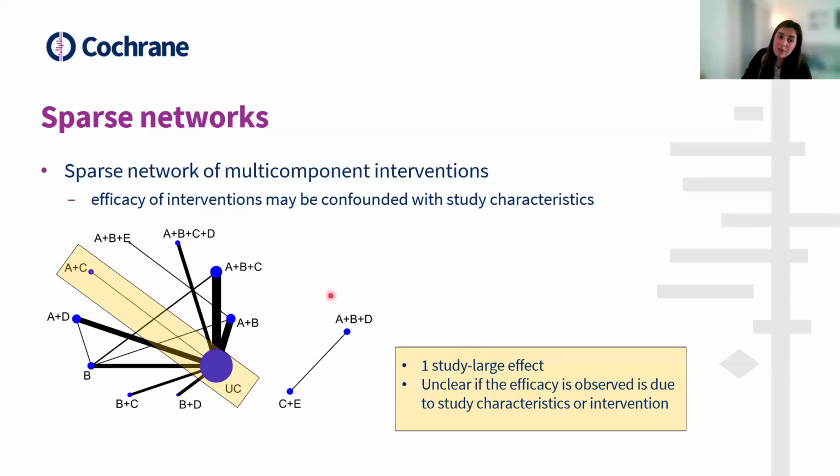So this intervention, for example, may have been given in this study in a population that reacted very well to this intervention. For example, they may be very young and the intervention works very well on them. Or maybe this intervention was given at very high intensity in this trial, and this is the reason we observe large effects. But finally, we don't know if the efficacy observed is due to these study characteristics, so we have a confounding issue, or it's the intervention itself. It's difficult to say.